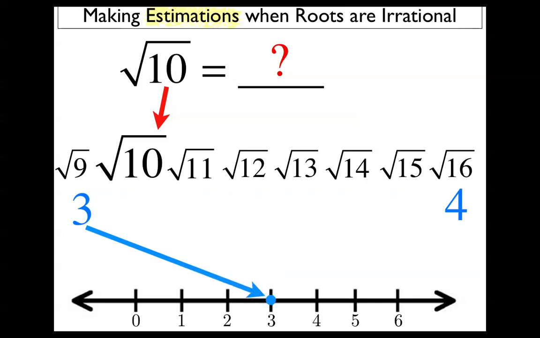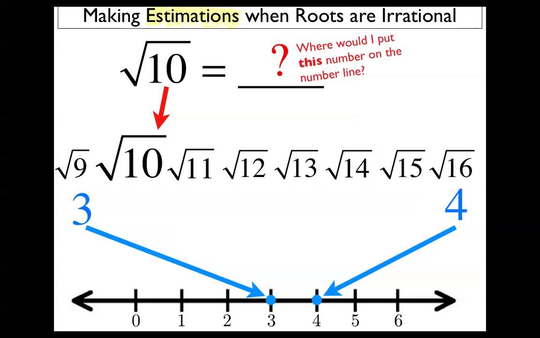Well, it's because the square root of 9 is 3. The square root of 16 is 4. And the square root of 10 would have to be somewhere on the number line between those, right? It's a little bit more than the square root of 9, but it's less than the square root of 16. So it would have to go somewhere in between 3 and 4.